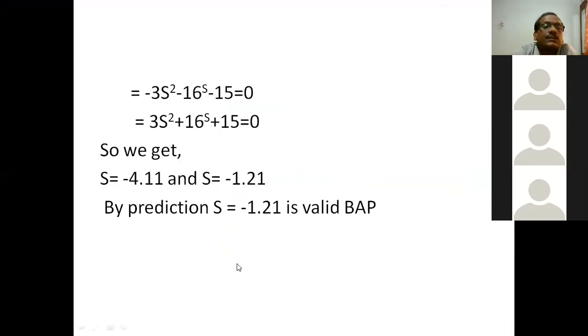So now the derivative dk by ds gives minus 3s square minus 16s minus 15 equal to 0. That can be rewritten as 3s square plus 16s plus 15 equal to 0. Now for this polynomial, you can obtain the roots, which come out as s equal to minus 4.11 and s equal to minus 1.21. Now there are two breakaway points. These two breakaway points are valid for the complete range of k, that is 0 to infinity.